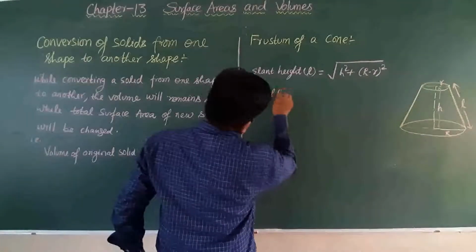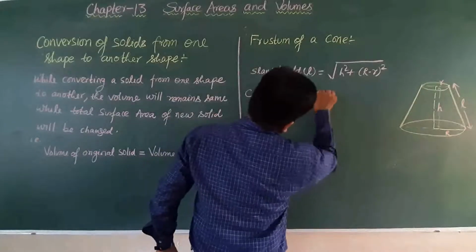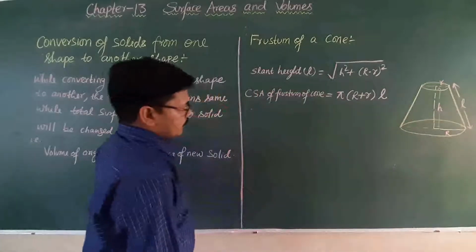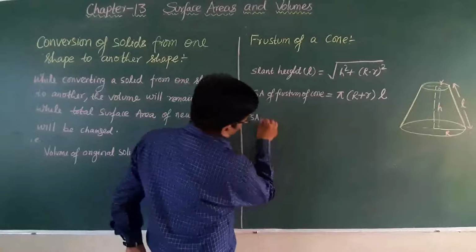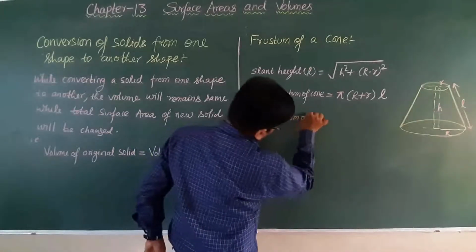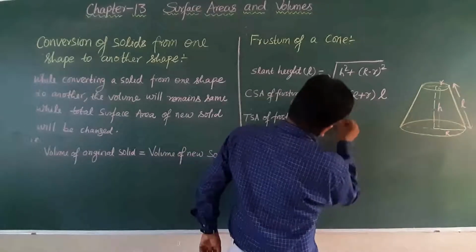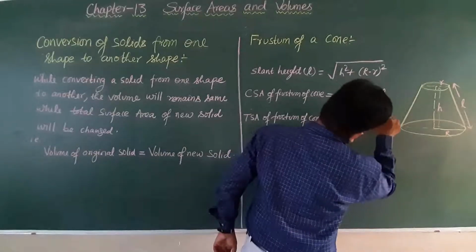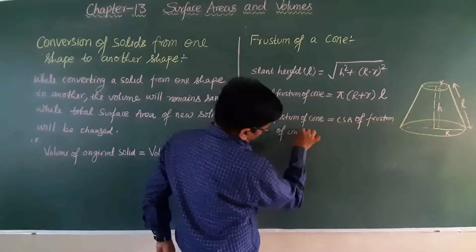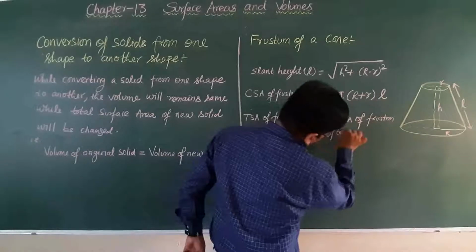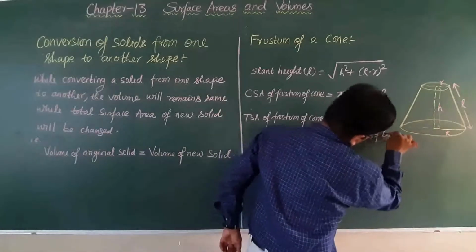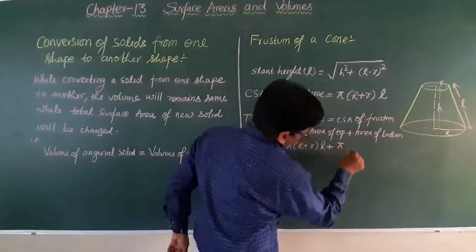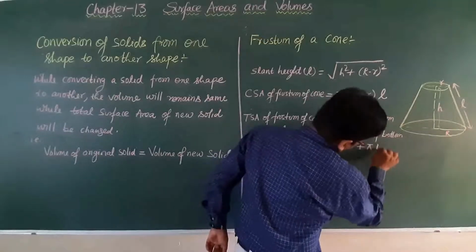Now, the CSA of the frustum of a cone is pi (capital R plus small r) into L. Now the TSA, the total surface area of the frustum of a cone, is equal to the CSA of the frustum of a cone plus the area of the top plus the area of the bottom, that is pi (capital R plus small r) into L plus pi small r square plus pi capital R square.